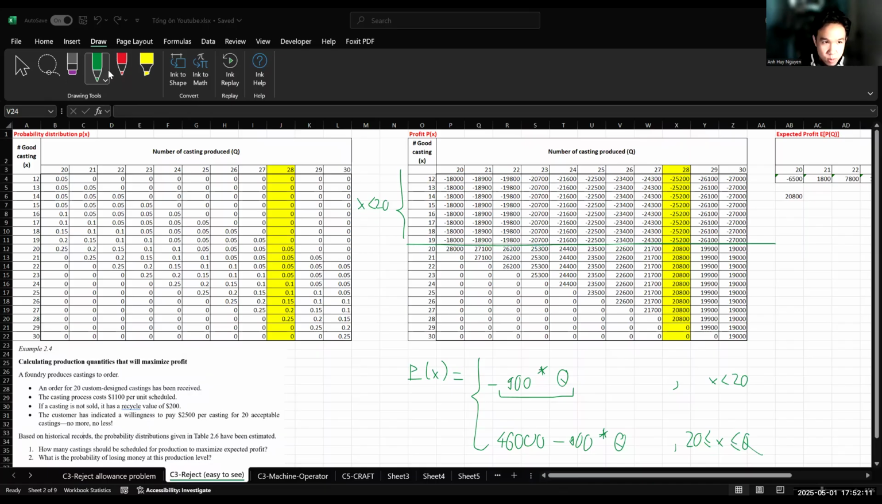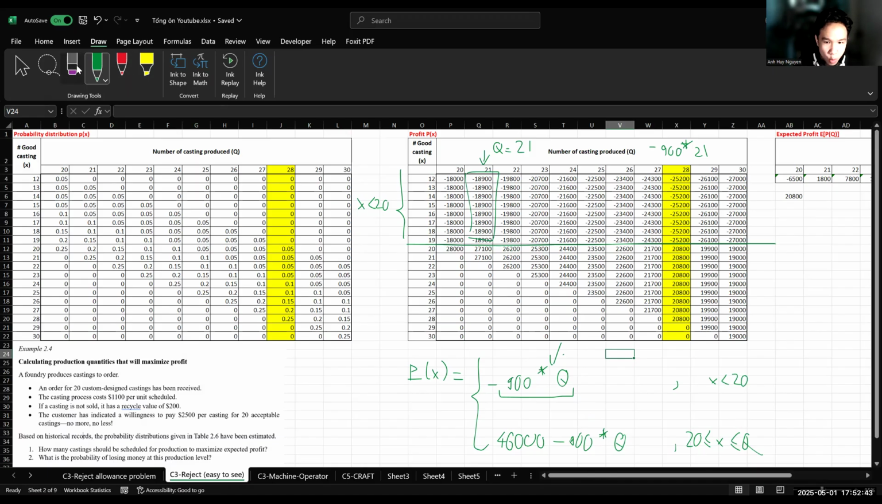Sorry. Where did I stop? Okay. So if x is less than 20, you will use this equation, minus 900 multiplied by q, right? So for example, if you produce 21, q equal to 21, and x is less than 20, then you will take 9 minus 900 multiplied by 21, and you will receive minus 18,900. That's it. It's that simple.